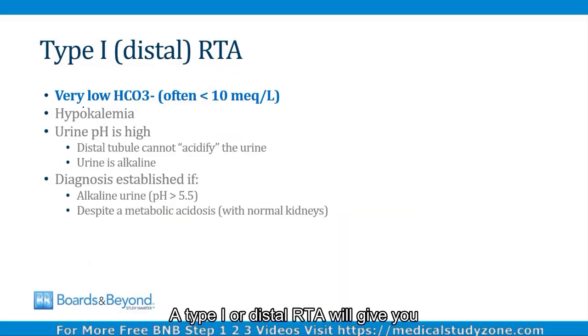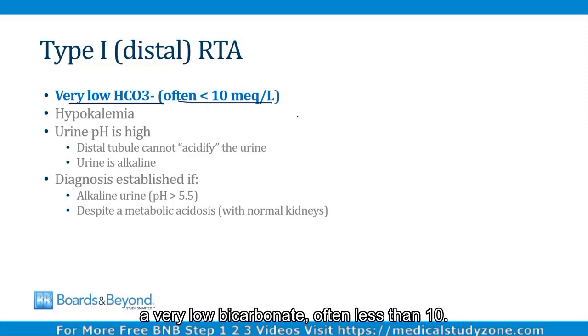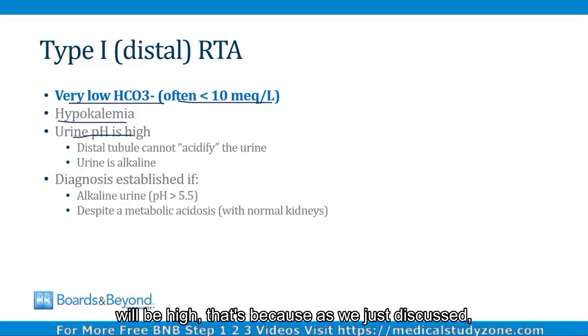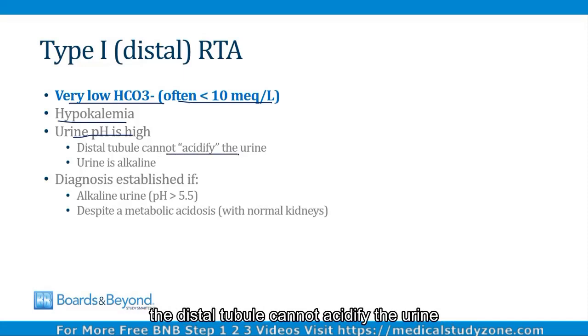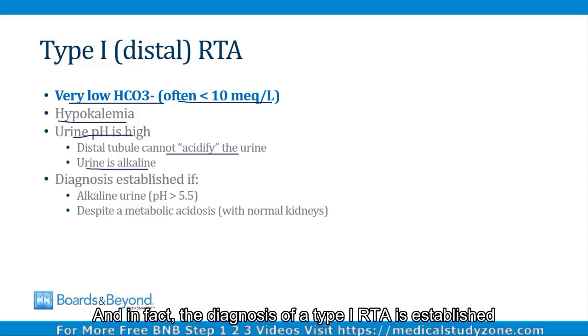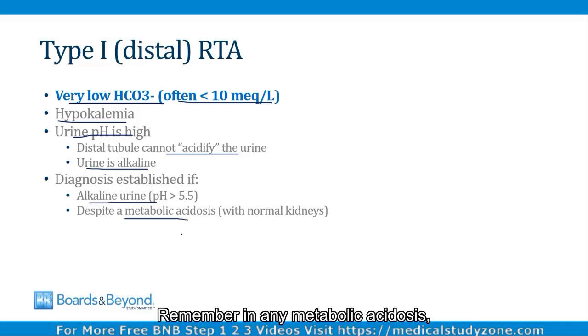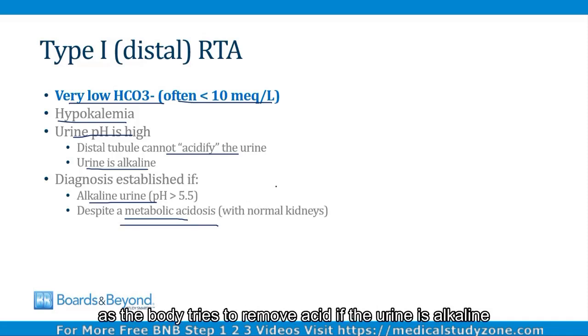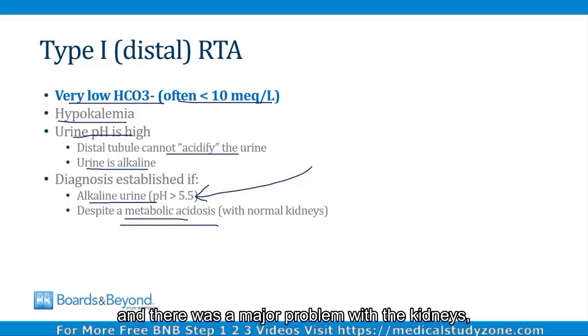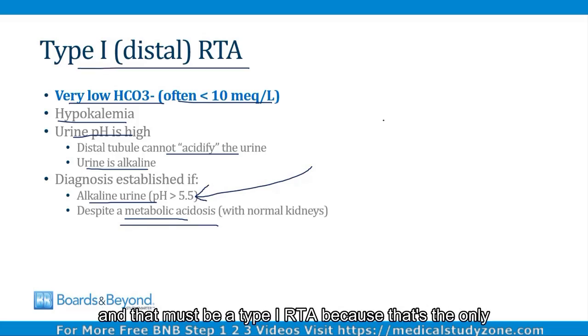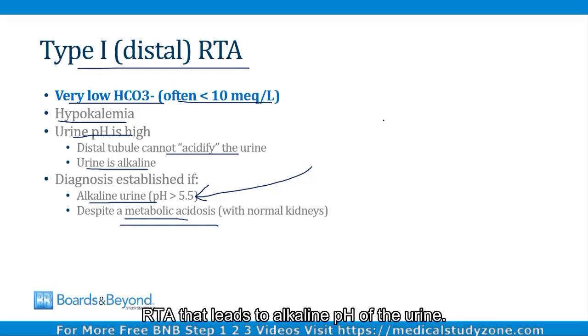A type 1 or distal RTA will give you a very low bicarbonate, often less than 10. Remember that normal is 24, so less than 10 is severely reduced. There will be hypokalemia, and the urine pH will be high. That's because, as we just discussed, the distal tubule cannot acidify the urine, and the urine becomes alkaline. In fact, the diagnosis of a type 1 RTA is established if you have an alkaline urine despite a metabolic acidosis with normal kidneys. Remember, in any metabolic acidosis, the urine should be acidic as the body tries to remove acid. If the urine is alkaline, then there is a major problem with the kidneys, and that must be a type 1 RTA, because that's the only RTA that leads to alkaline pH of the urine.